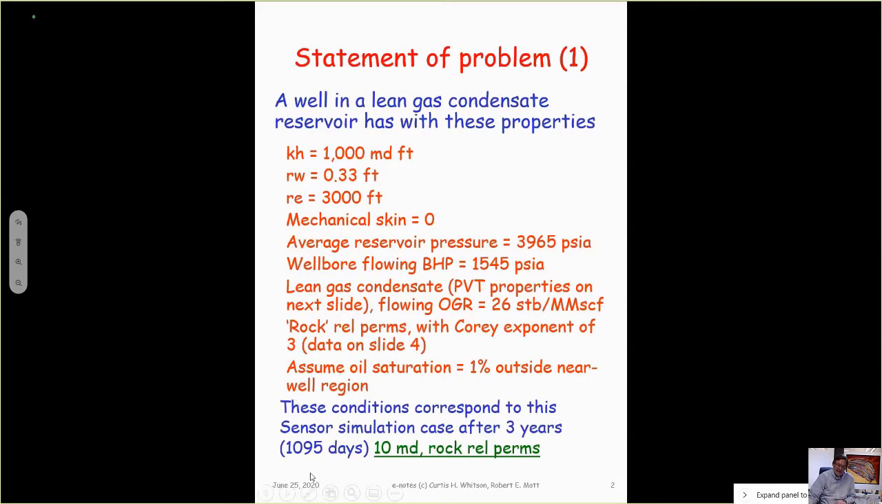This is a lean condensate reservoir, 1,000 millidarcy feet, so we know blockage is going to be important. This is the wellbore radius, 1/3 of a foot, RE 3,000 feet, mechanical skin 0, average reservoir pressure 4,000 psi. I think that's maybe equal to the dew point if I remember right. Wellbore flowing pressure 1,500 psi. Lean condensate, similar to what we were looking at for the Kuth formation. Here we're using rock relative permeability curves with a Corey exponent of 3.